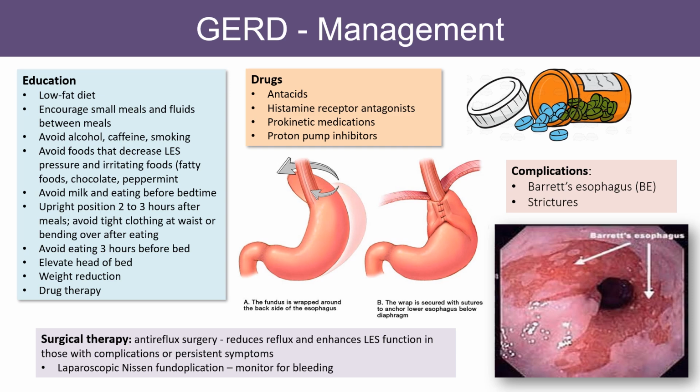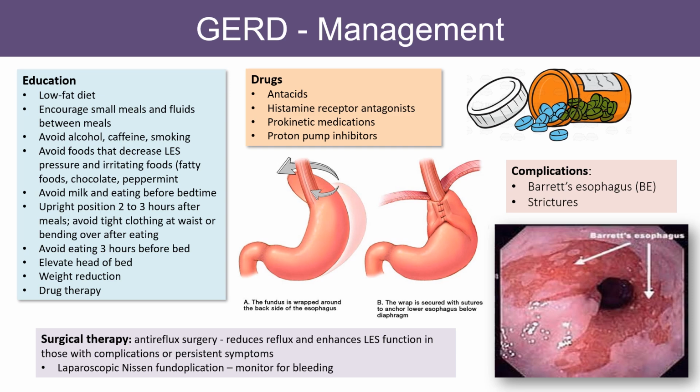So when you educate your patient, they should be eating a low-fat diet. They should eat smaller meals, and they should have fluids in between meals, not with their meals. They should avoid irritants like alcohol, caffeine, and smoking, and foods that will decrease that LES pressure. So chocolate, peppermint, they should stay away from those. They should avoid drinking milk before bedtime, and they should stay upright for at least 2 to 3 hours after they eat. So hopefully gravity will help the food go down.